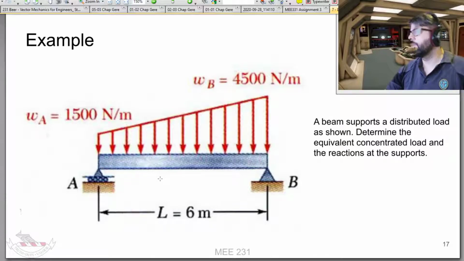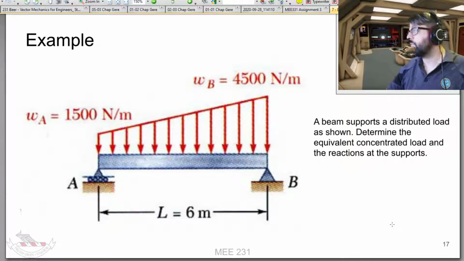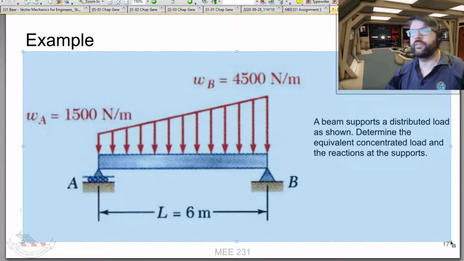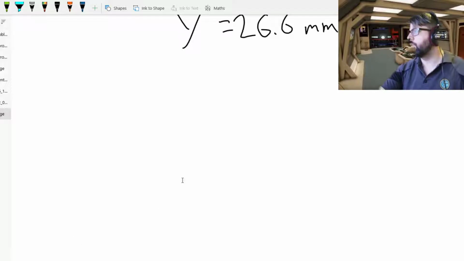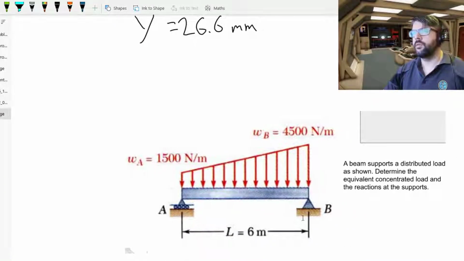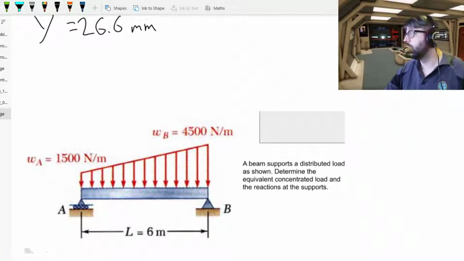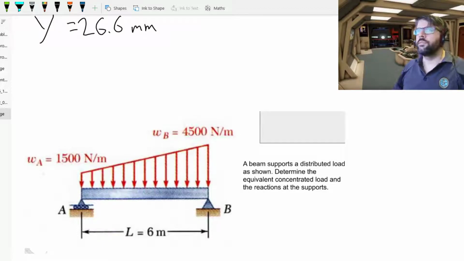So let's work through an example of this. So we've got this beam supporting a distributed load that's shown. And we need to figure out what the equivalent concentrated load would be, and thus what the reactions at the supports are. So we'll go ahead and copy that into OneNote. Alright, I'm going to move this over here. Okay.